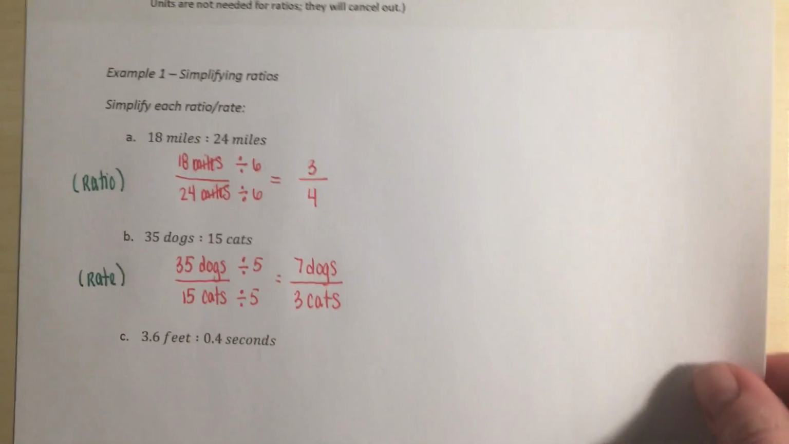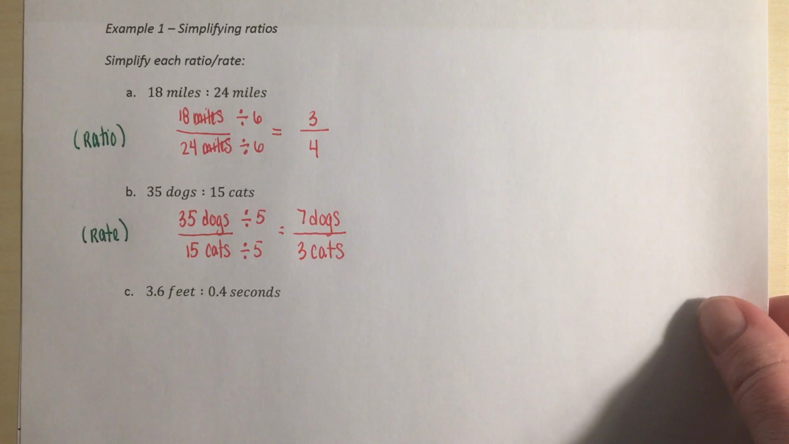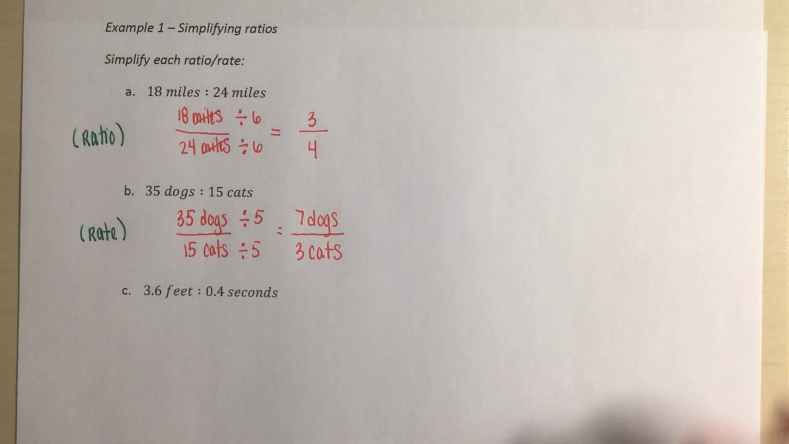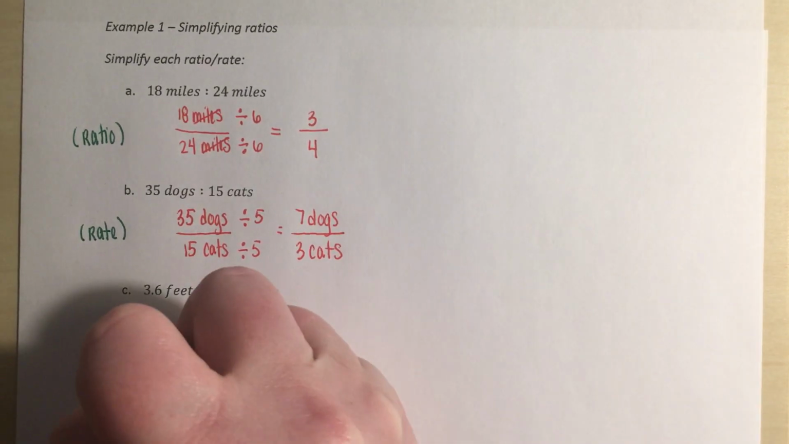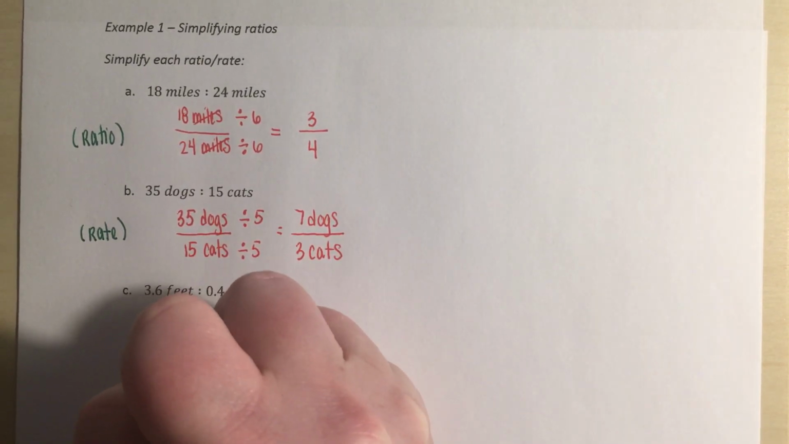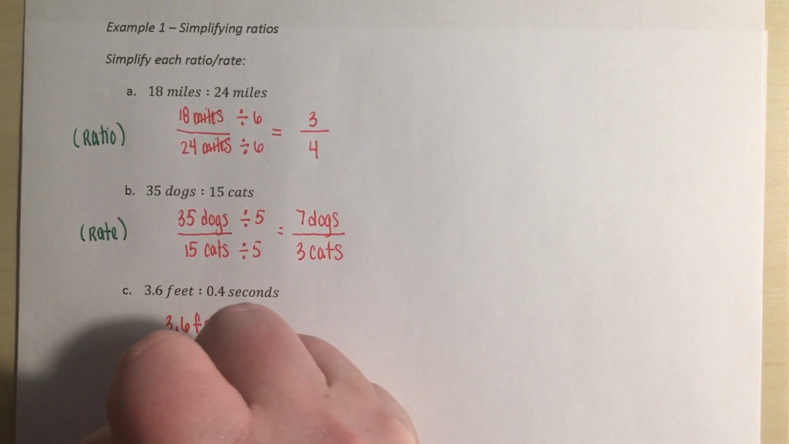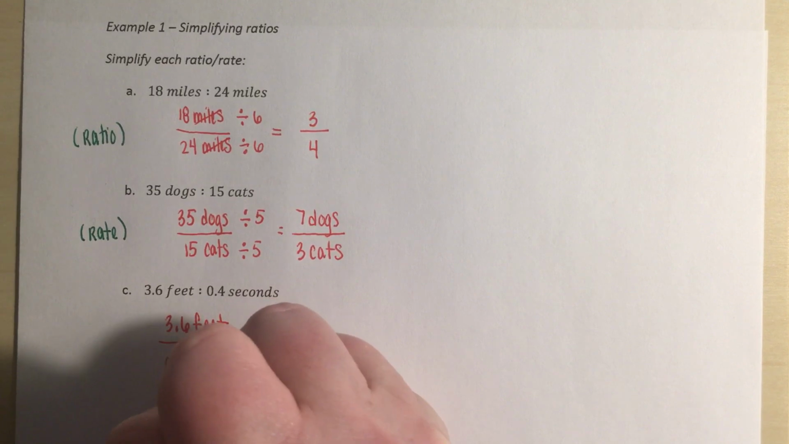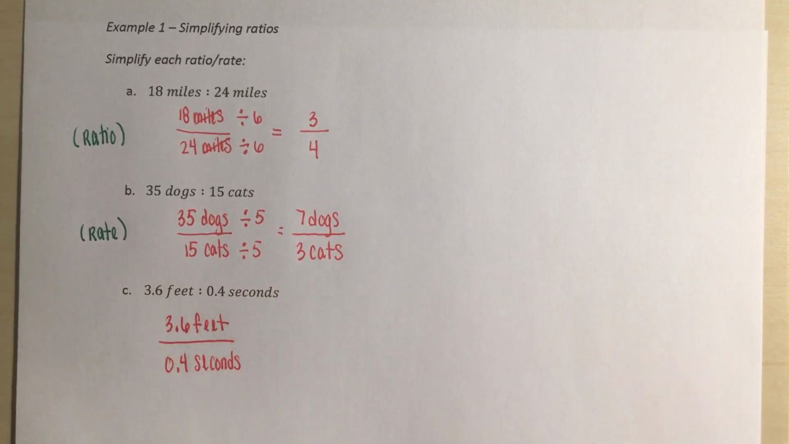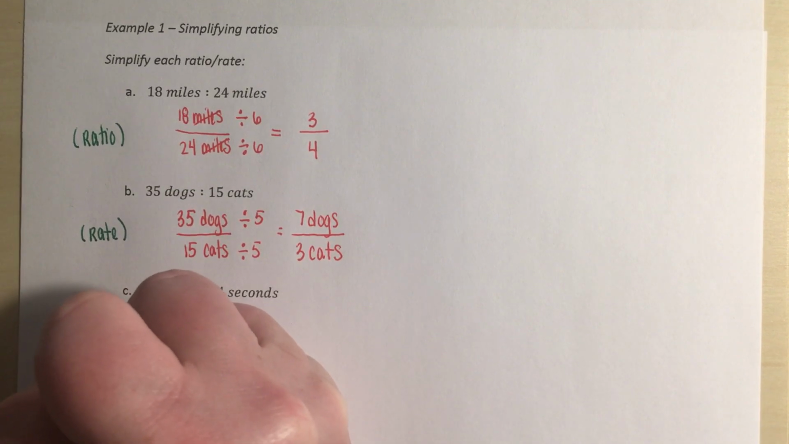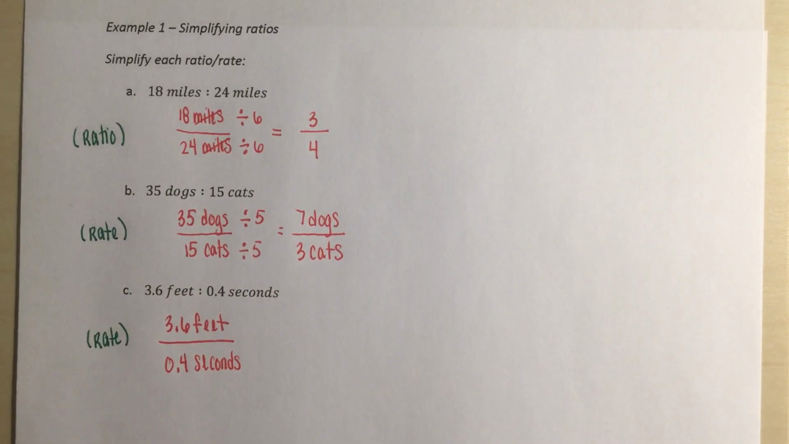Then for this last one, we're going to do the same thing. We're still going to simplify our ratio. The only difference is here we have some decimals in our original problem. So we're going to start the same way. We're going to write this as a fraction, 3.6 feet divided by 0.4 seconds. Just like the last example, we have two different measurements in our problem, so two different units of measurement. So this is a rate. We're going to keep our units of measurement after we simplify.